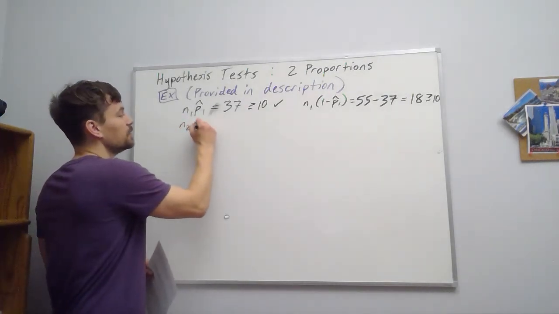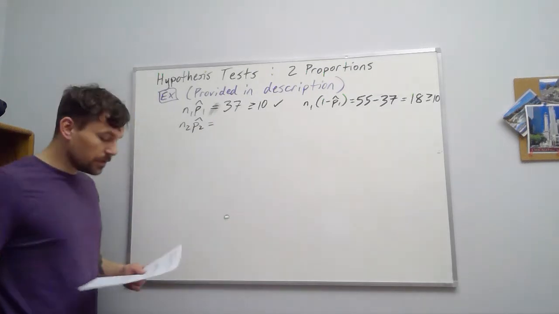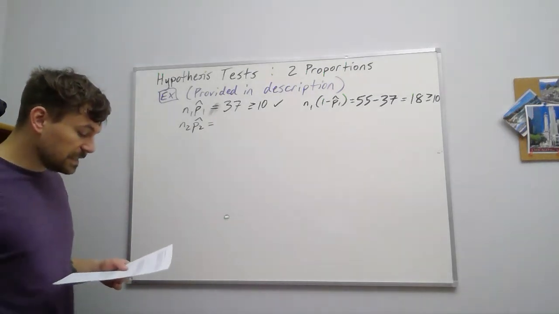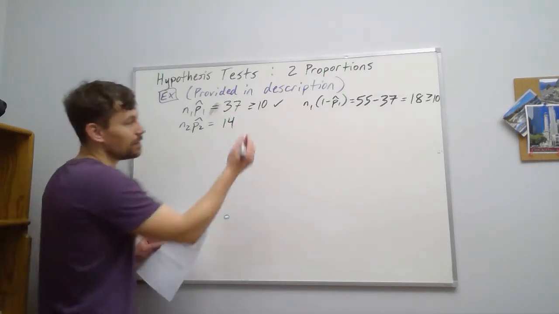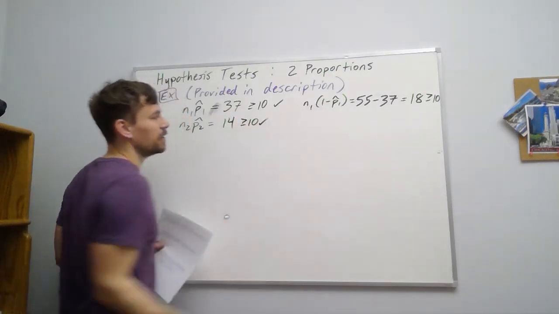If we look at sample 2, then we'd say, okay, cool. These are students from VCU. So 14 of them reported living in college-owned housing. Again, that's at least 10, so we're good.